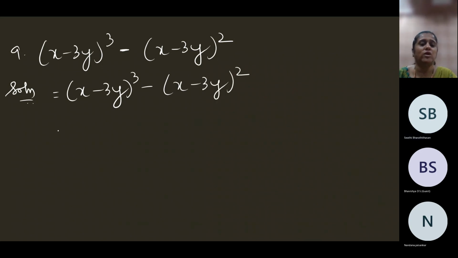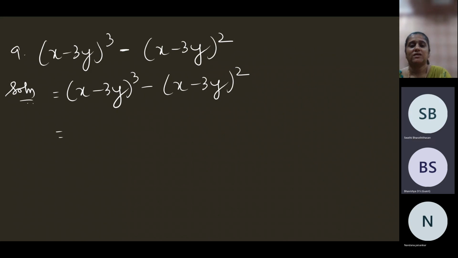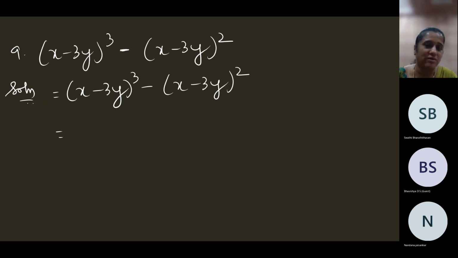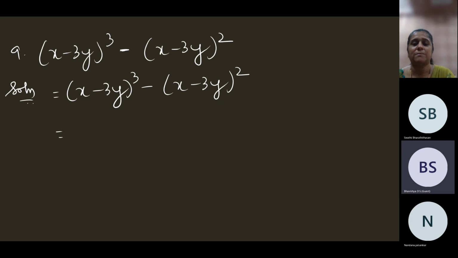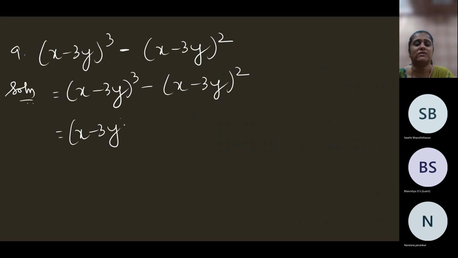You're not using the rule at all. The least power is common. X minus 3y whole square, ma'am. Yeah, because x minus 3y is the base. The power is 3 for the first term. Second term, x minus 3y is the base, power is 2. Which is the least power, 3 or 2? 2, ma'am. So x minus 3y, the whole square is common.